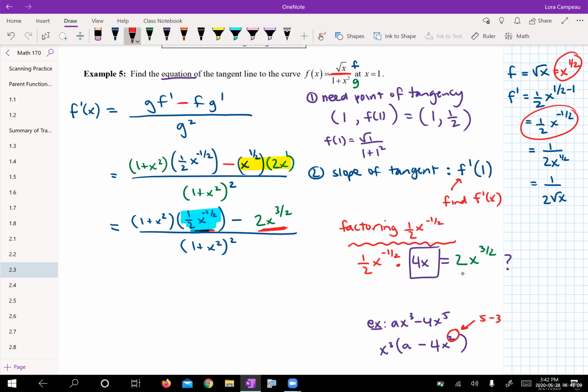So if I have a 3/2 and I subtract off what I already know was a negative 1/2, what we end up getting is 3 minus a negative 1/2, 4 over 2, which is a 2. This should be a 2.